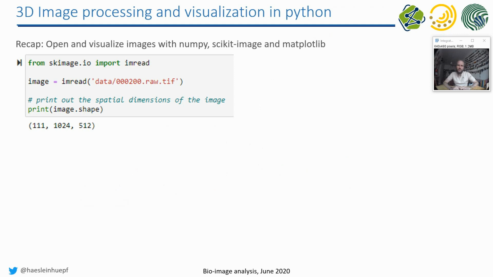So if you want to open a three-dimensional image in Python, it is as simple as it was in 2 dimensions. You use scikit-image, you use the imread function to open your TIFF image, and then here I'm printing out the shape, which is basically the dimensions of this image. So it has 111 planes, and in Y and X, it's 1024 times 512 pixels. It's the Drosophila dataset from the folder where also the slides are.